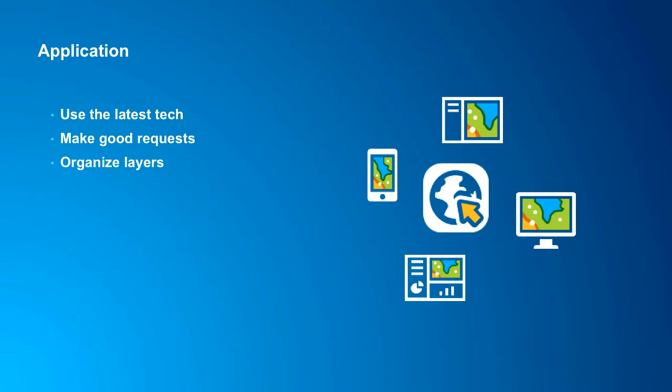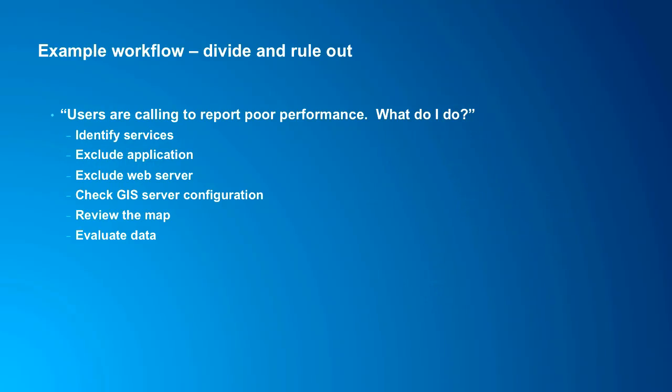And let's go ahead and go on. This is where we're getting into the demo here. So divide and rule out, divide and conquer, right? That's all you have to do. It sounds simple. We'll talk about it. They're calling it, say, poor performance. So identify the service that's performing poorly, exclude the application, exclude the web server, check the configuration, review the map, evaluate. Okay, let's get into the demo.